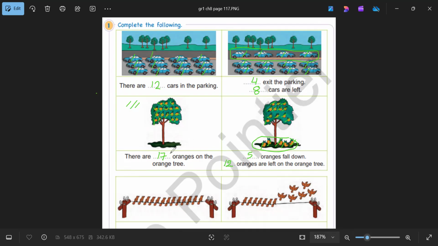Let's summarize it. 17, the total number of the oranges. Now 5 oranges of them fall on the ground. How many oranges are left on the orange tree? 12. Great. Get ready to do the last part.